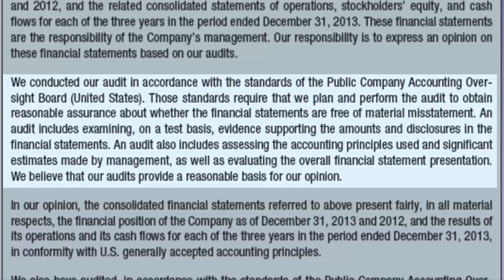In the scope paragraph, we first identify the standards that we're using. So we're using the standards, in this case, of the Public Company Accounting Oversight Board. These standards require that we plan and perform the audit, and notice the key phrase, to obtain reasonable assurance about whether the financial statements are free of material misstatement. Key words: reasonable assurance and free of material misstatement.